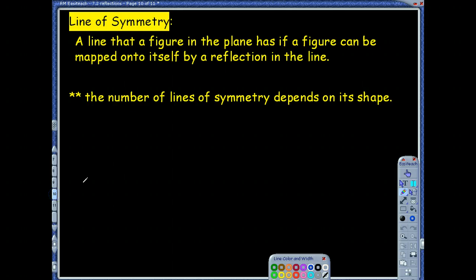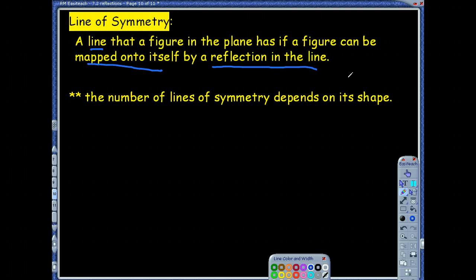All right, one more definition, and this is something you've learned about, and we've already mentioned a little bit of this. This term, line of symmetry. This is a line that a figure in a plane has if the figure can be mapped onto itself by a reflection in that line. All right, so what does that essentially mean?